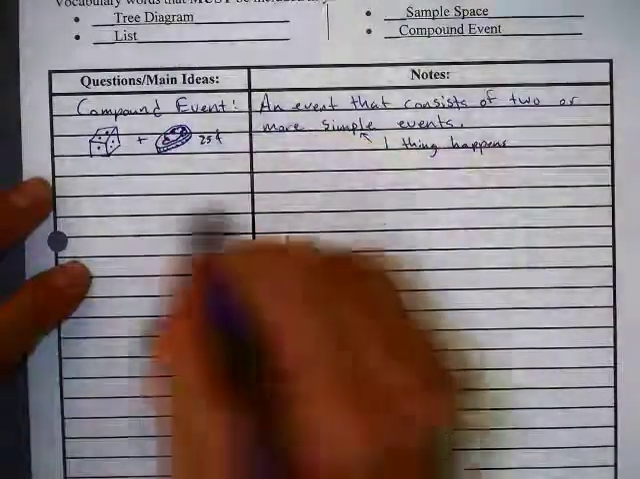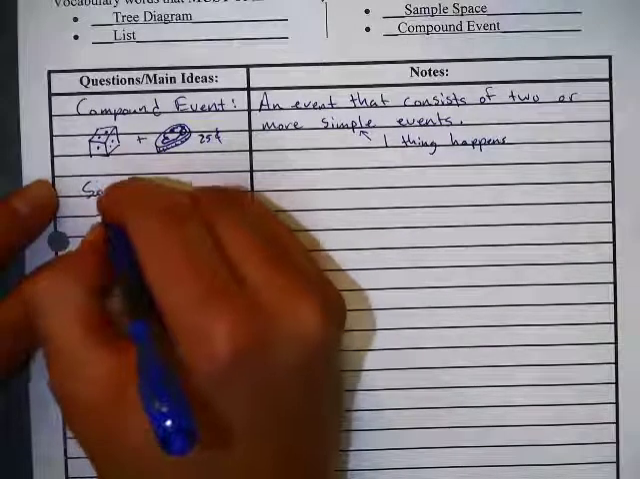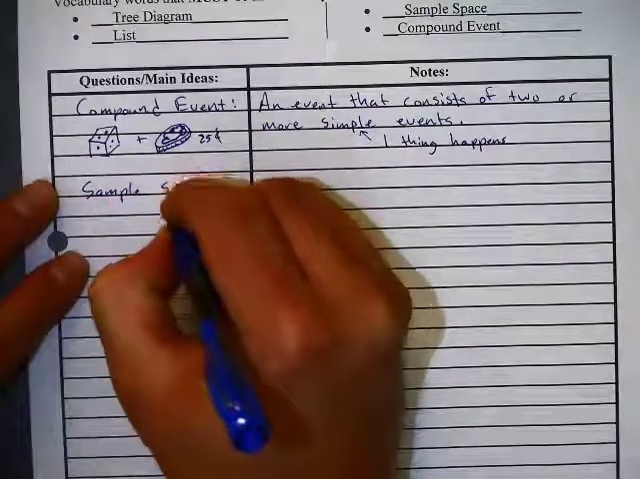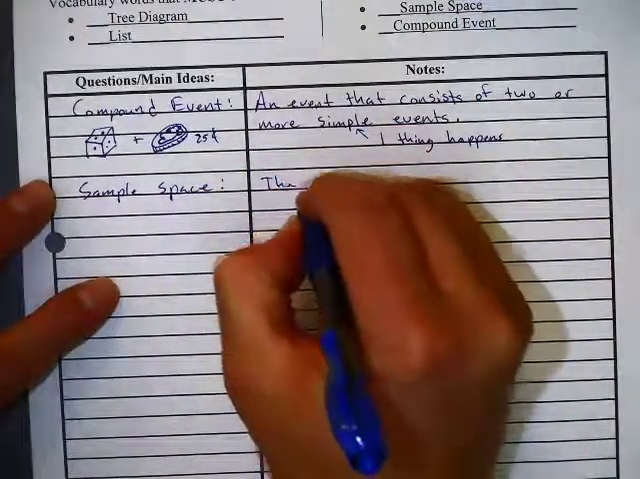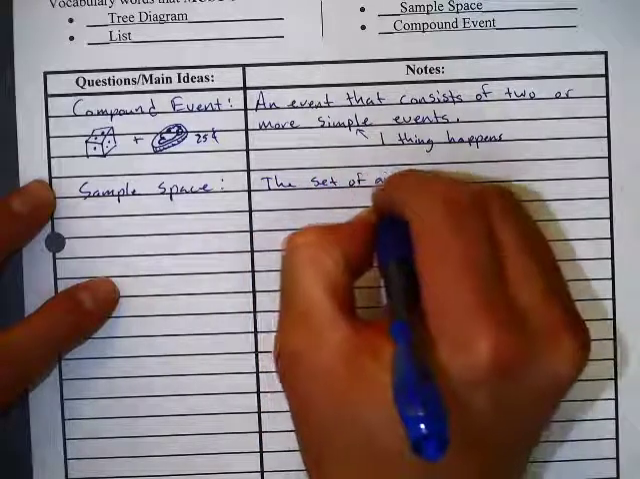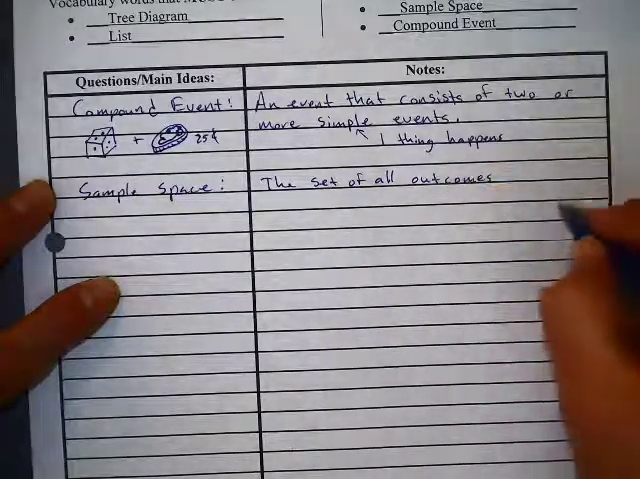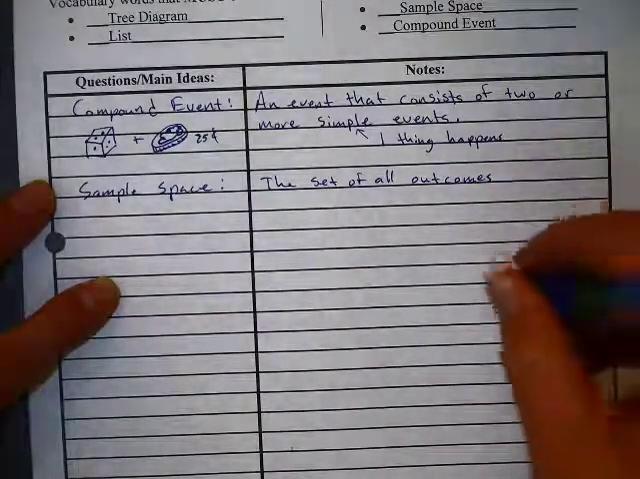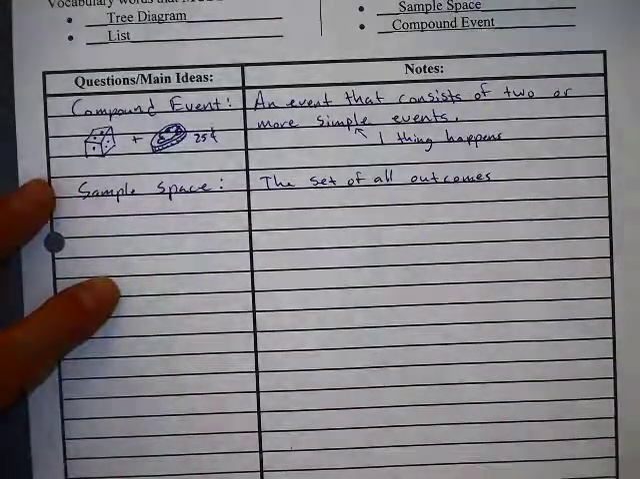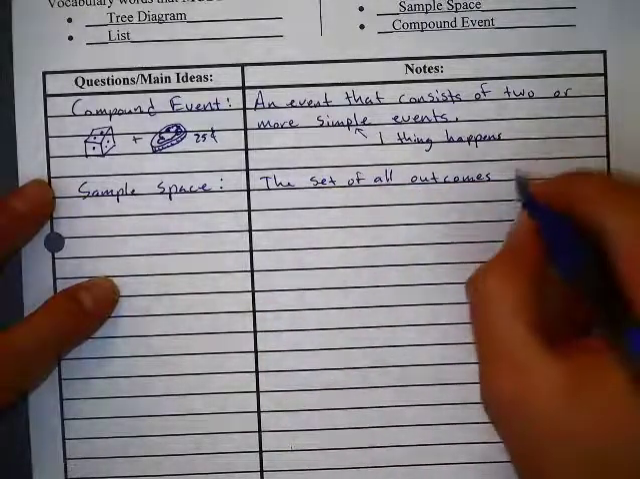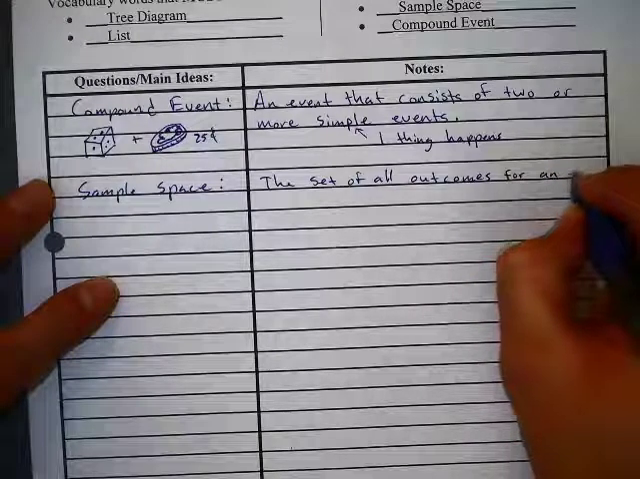So, next, let's talk about sample space. What is a sample space? Sample space is the set of all outcomes. Remember what an outcome is? An outcome is just the result of an event. All the possible results of the event, by the way. The set of all outcomes for an event.